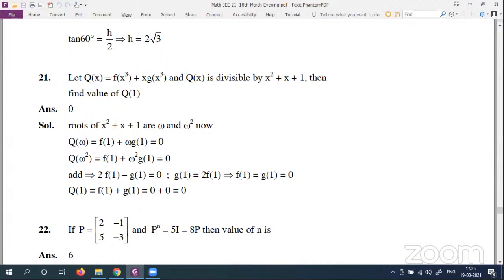So it's possible only when both become 0. So the value of q of 1 also will become 0, substituting x equal to 1.